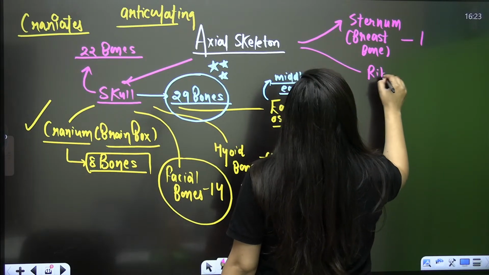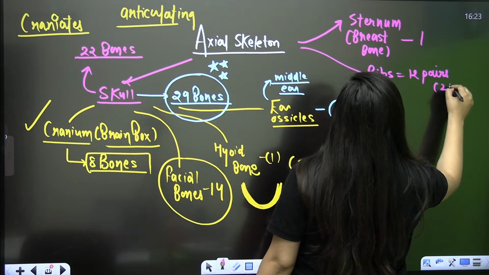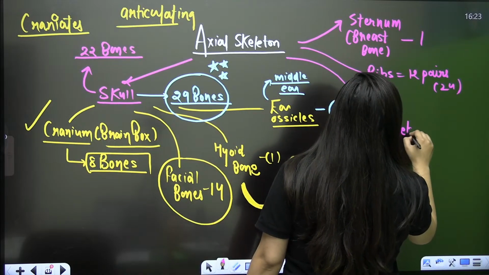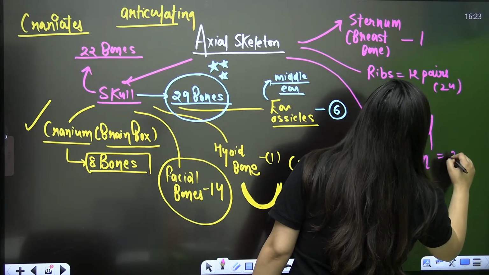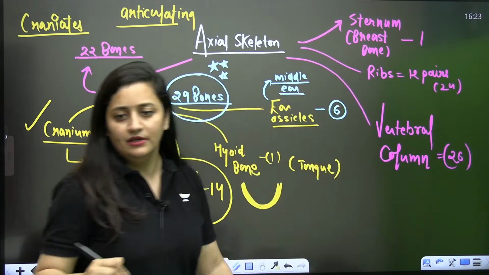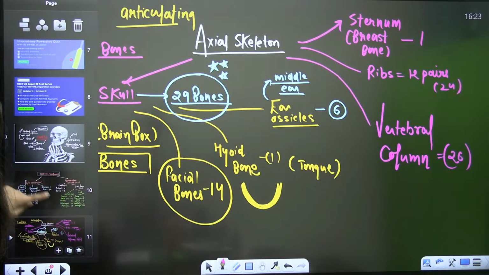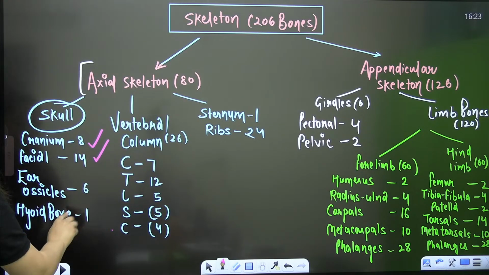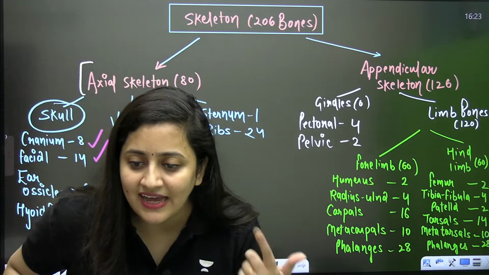Ribs, total 12 pairs are there. So 12 pairs means total 24 ribs. And when we talk about the vertebral column, total 26 vertebrae are present. Clear? So have a look at this. Cranium 8, facial 14, ear ossicle 6, hyoid 1. Revise it again.